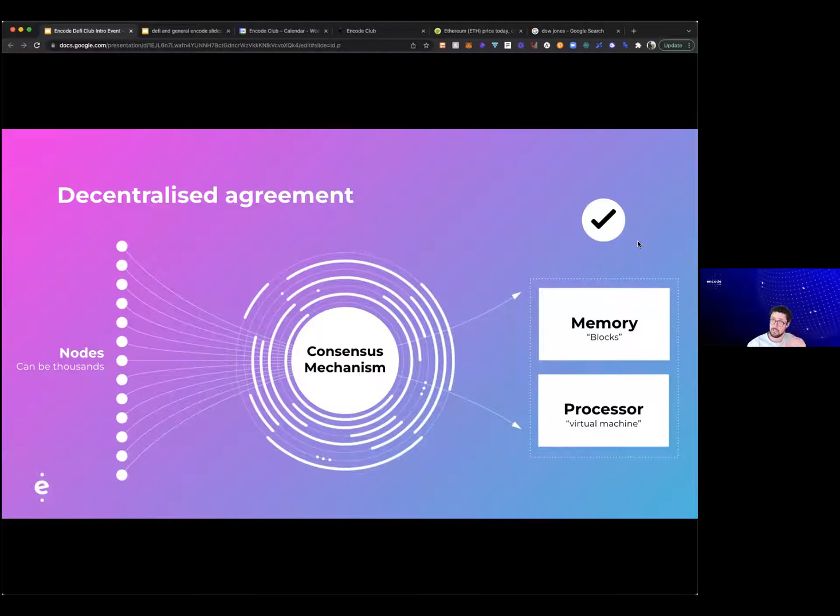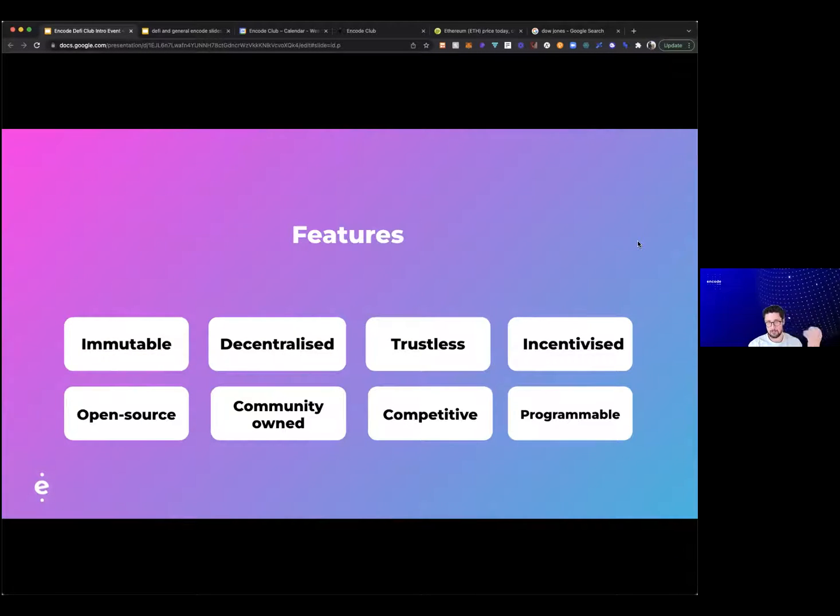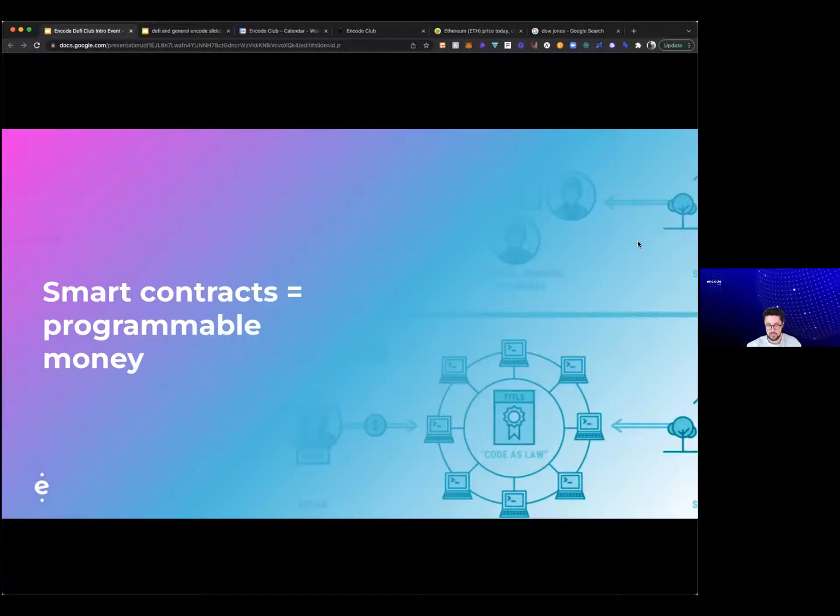It's code being the middleman instead of a human or an institution being the middleman. And as a result we have these features. It's immutable, it can't be changed because there's no party that can change it. It's decentralized because we're trusting the code, not any person. It's trustless. Actually, it's very trusting. We have to trust the code, but we don't have to trust any one party. It's incentivized, you've got an incentive to take part in the system, which we talk about later. It's open source, all the code is publicly available. It's community owned, everyone kind of owns money in crypto. It's competitive and it's programmable. Some of these I'm skipping over, but they're what you should know about blockchain. These are the general features.